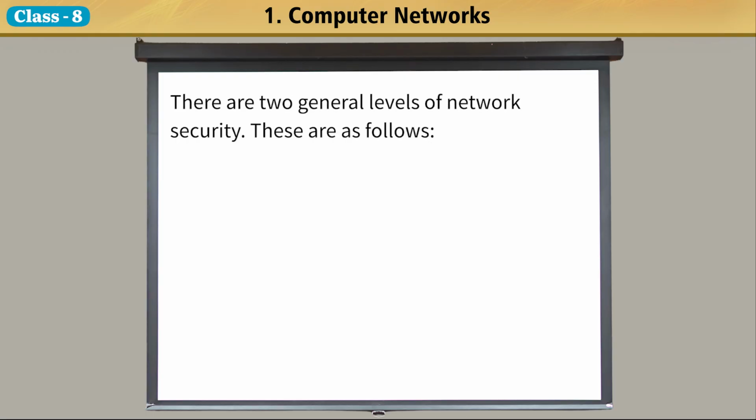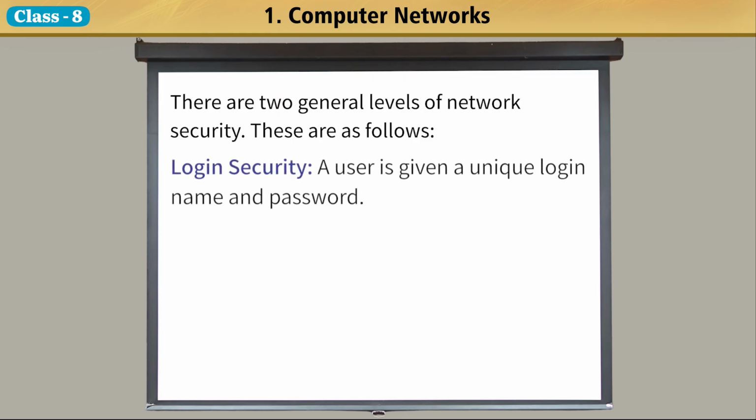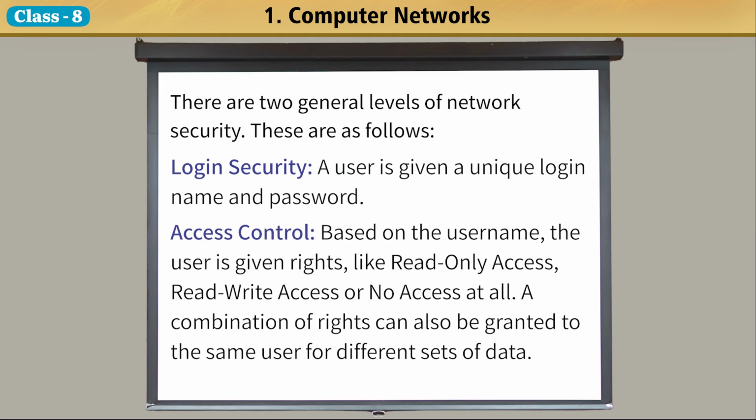There are two general levels of network security. These are as follows. Login security. A user is given a unique login name and password. Access control. Based on the username, the user is given rights like read-only access, read-write access or no access at all. A combination of rights can also be granted to the same user for different sets of data.